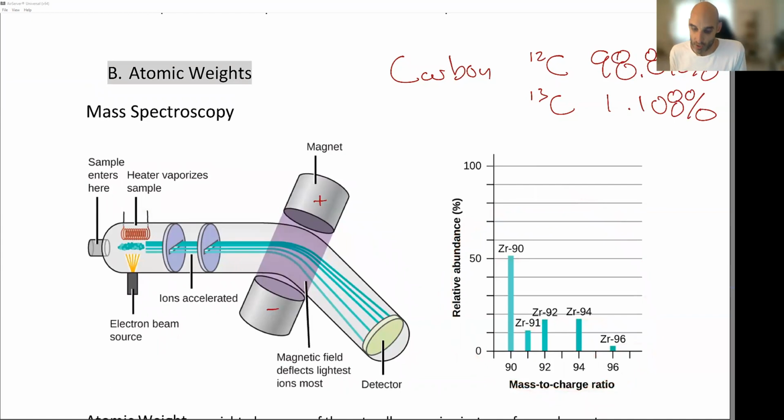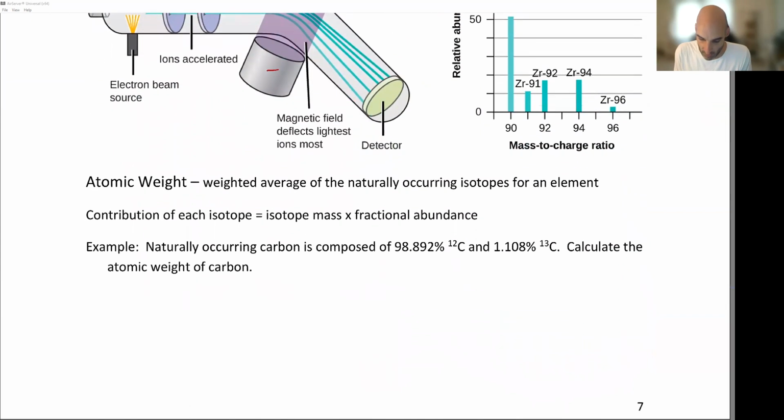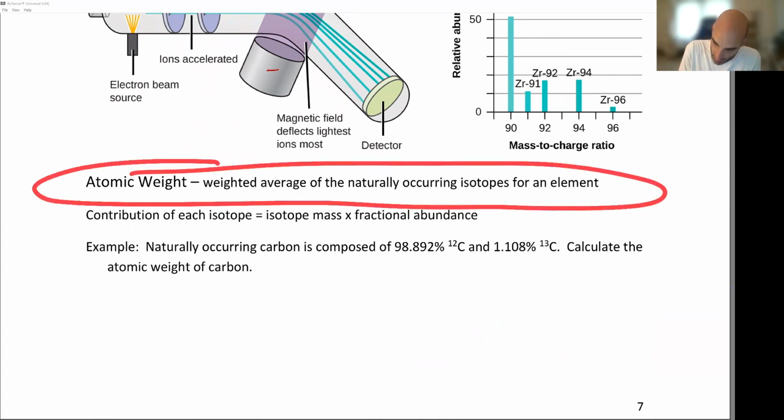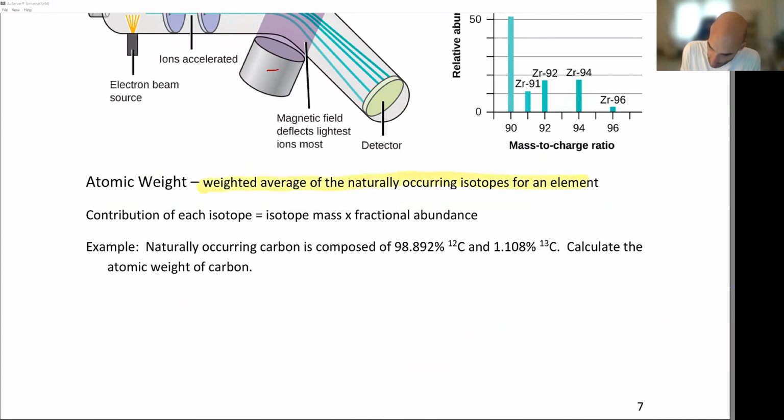The number that you see on the periodic table is what we call a weighted average of all of these things. So the atomic weight is the weighted average of the naturally occurring isotopes of a given element. How we determine that is exactly the same way that you're going to get the grade for this class, or for most classes anyway: you take the contribution from each isotope and combine them together to get your total average weight. So the isotope mass times the fractional abundance.